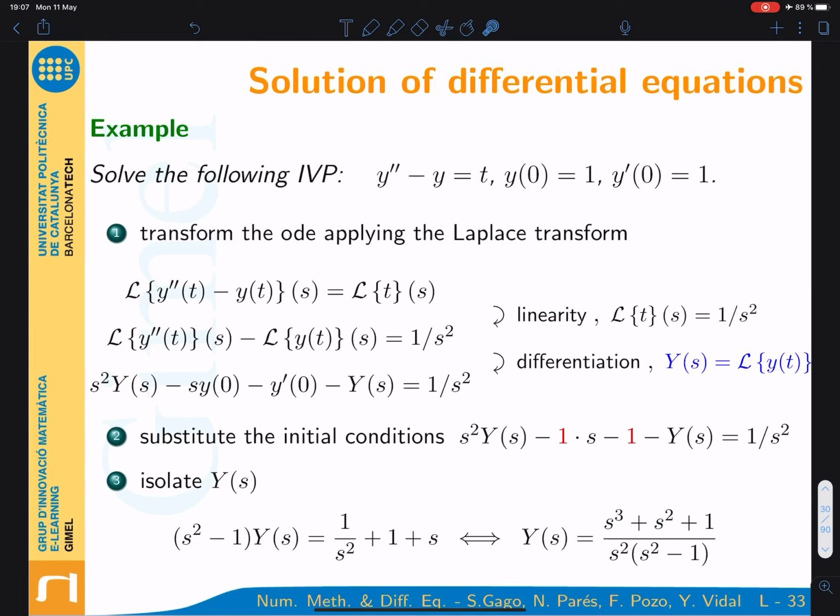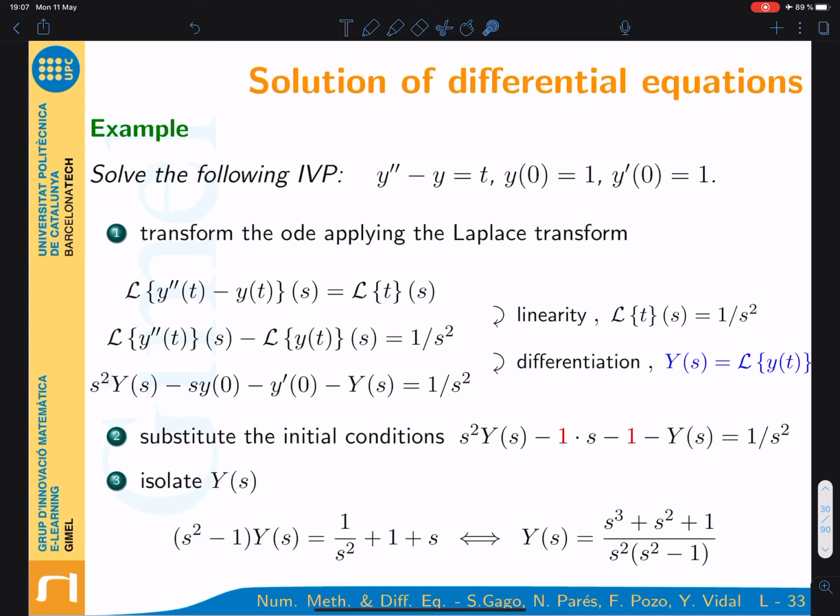Let me show you another example. We want to solve this differential equation. Now it's a second order differential equation, so that's why we have 2 initial conditions. The first thing is to transform the ODE to the Laplace domain.